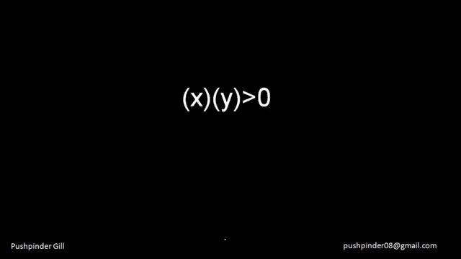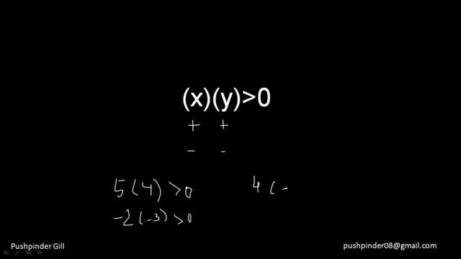So if the question is saying x into y is greater than 0, what all possibilities does it come down to? Either both are positive or both are negative. One can't be positive and another negative. Both have to be of the same signs. Take an example. 5 into 4 is greater than 0, isn't it? Minus 2 into minus 3 is greater than 0. But if you keep one positive and the other negative, that is not greater than 0.